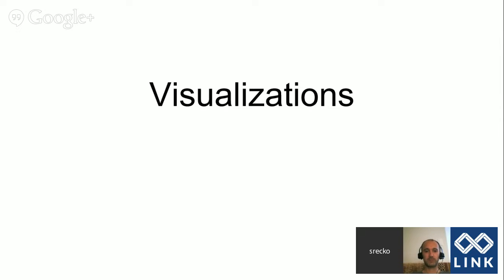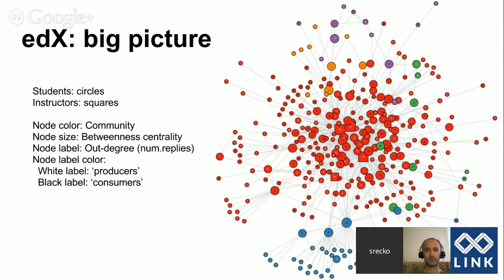Now, I just want to show you some of the visualizations, the overview of the network. This is the first stage that we looked at initially to see how it looks. The first one is the big picture for edX. This is the overview of the edX social network from the discussion board, and each node has several properties. First of all, the shape: circles are students, and those four rectangles are the course instructors. Also, the size of the node represents the betweenness centrality of the node, so how important that particular node is as a communication channel.